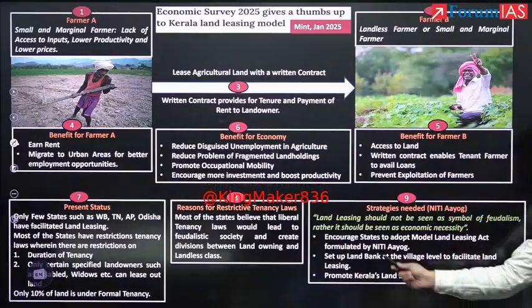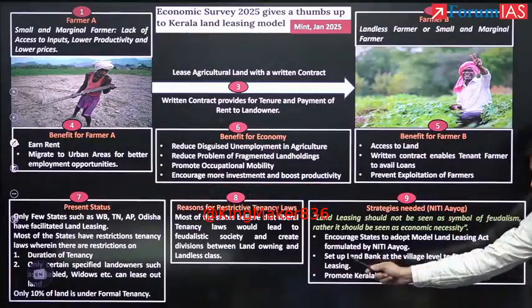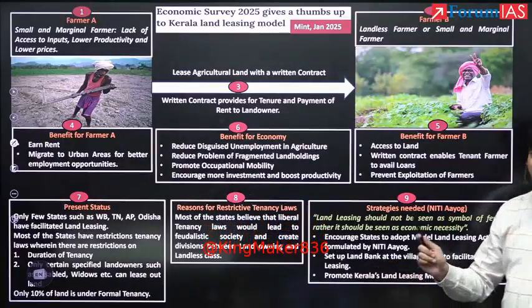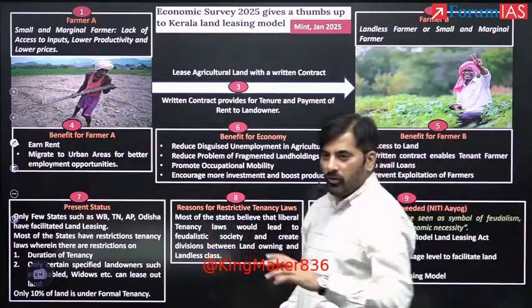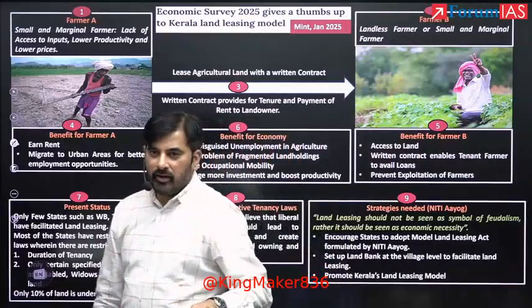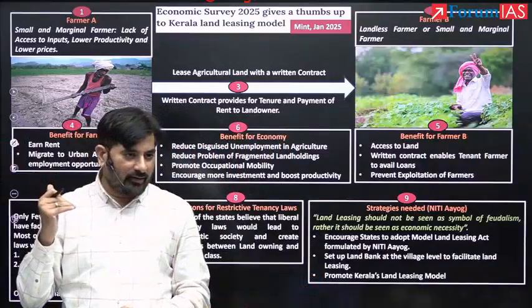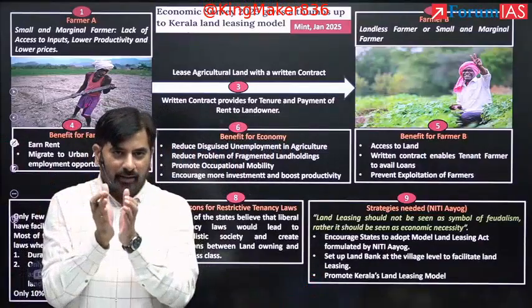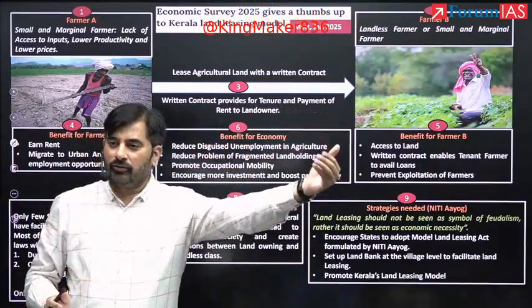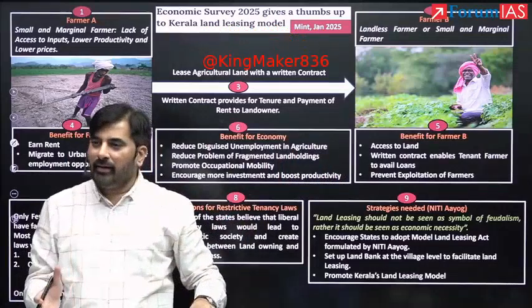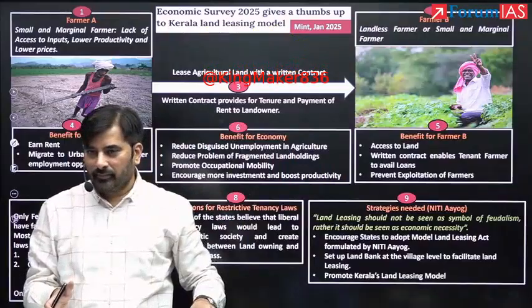Second, look at this, it is a very interesting case. Set up what? Land bank. What is a land bank? You know a normal commercial bank. What does a normal commercial bank do? It will accept deposits from one set of people. The same deposit it will give out in the form of loans to another set of people. Extend the same logic to a land bank.